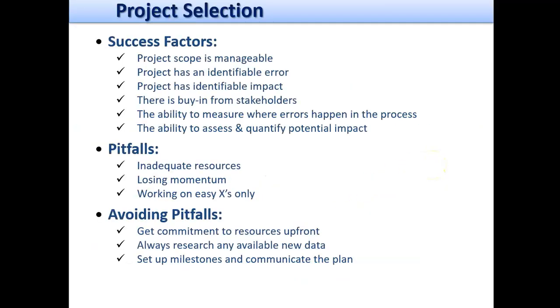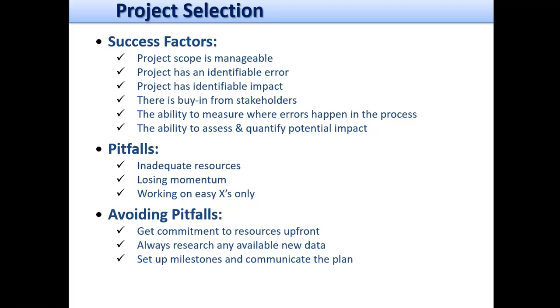Project selection, you will need to select a project where the scope is manageable, has an identifiable error, something to work with. Project has identifiable impact. There's a buy-in from the stakeholders who are interested in making this project, the ability to measure where errors happen in the process, ability to assess and quantify potential impact.